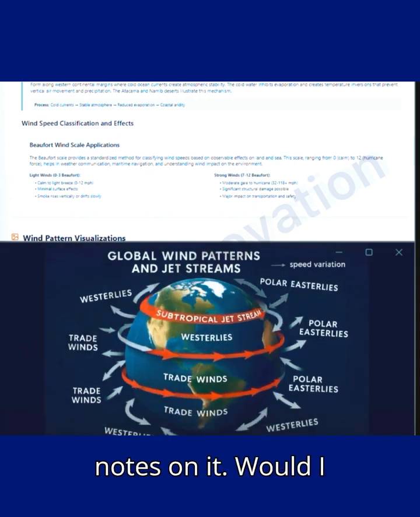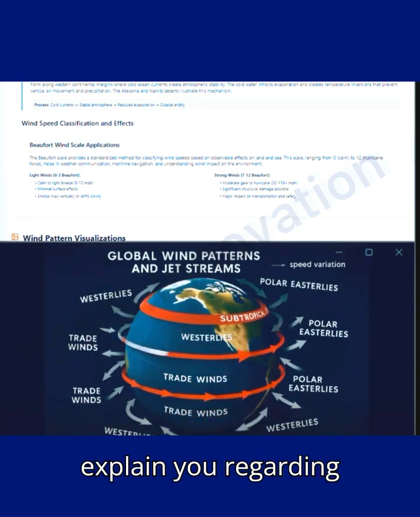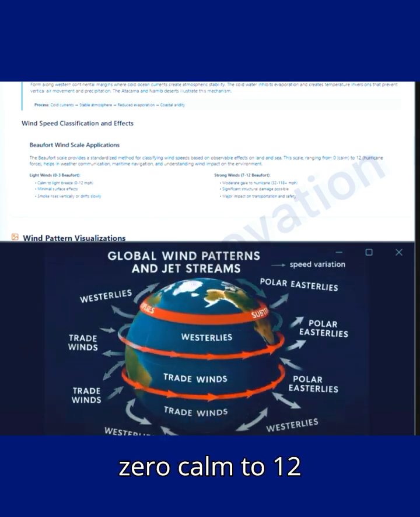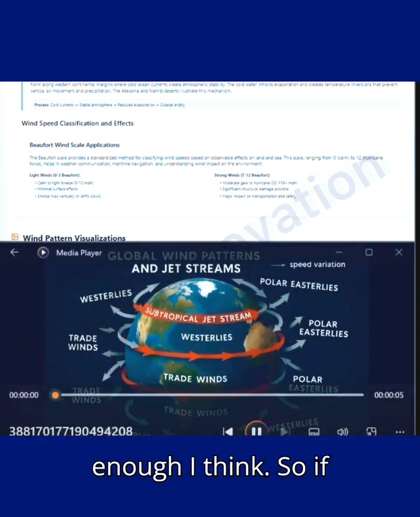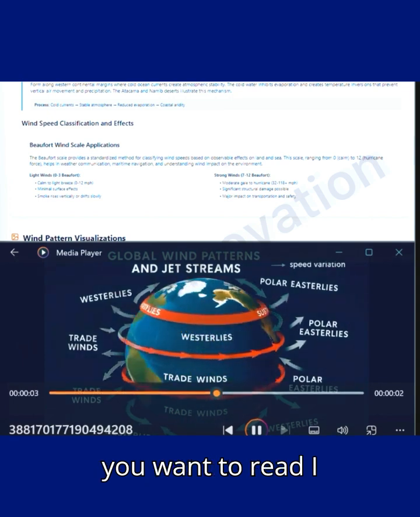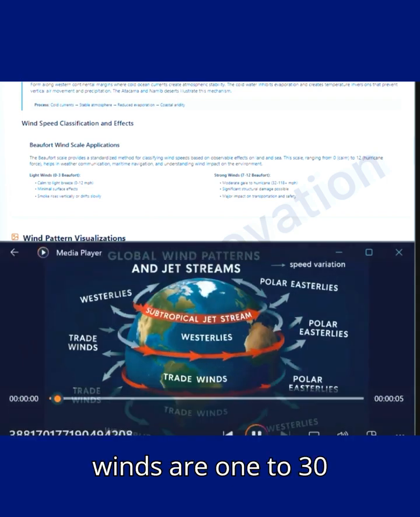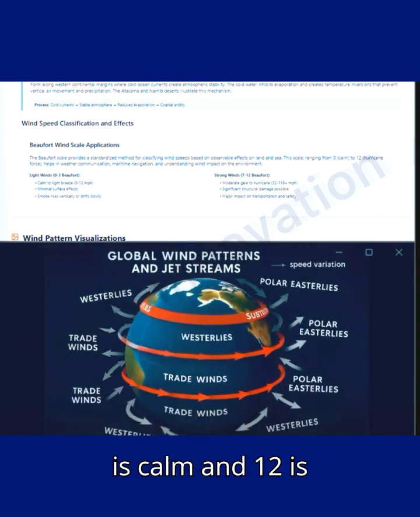In between, I did not find this more important in exams, so I never made any notes on it. I would not like to explain this to you without knowing much about it. But I had learned that the Beaufort scale is 0 calm to 12 hurricane, and that's enough, I think. If you want to read, I will give the table. You can read. Let's discuss the light winds.